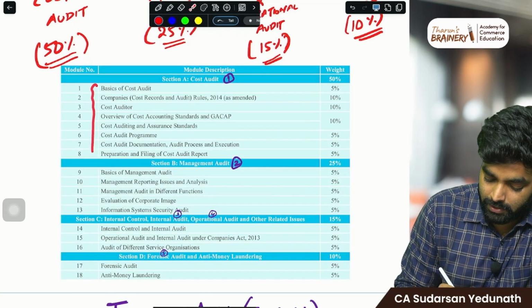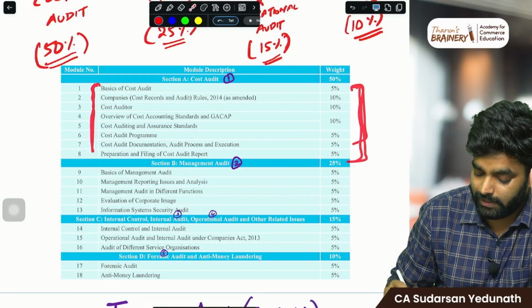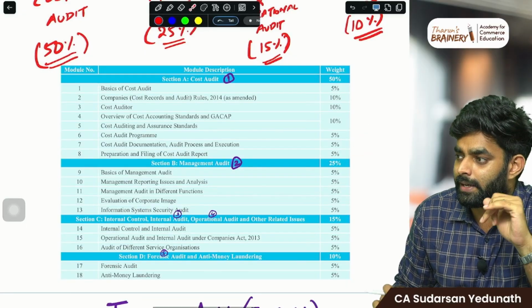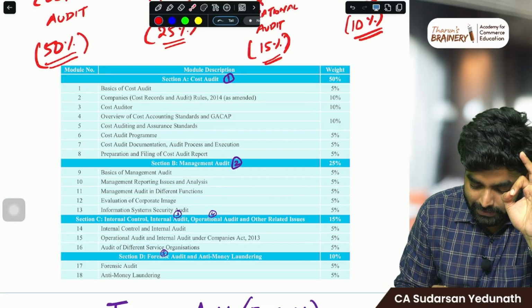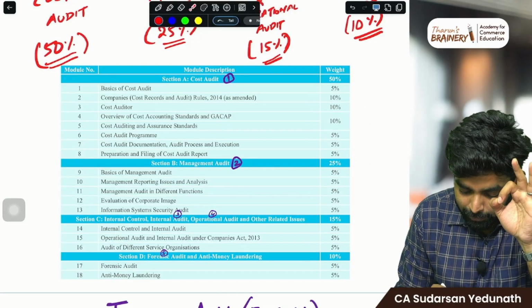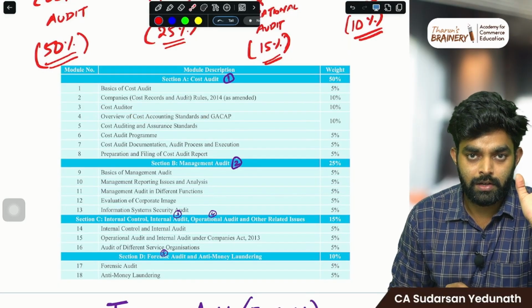First, they will be giving the basics about cost audit. The practicals mostly come in this area. In the management audit area, some practical is there. Normally this is where the practicals come. But still, here you will have to learn about the cost accounting standards, which you may have already learned.